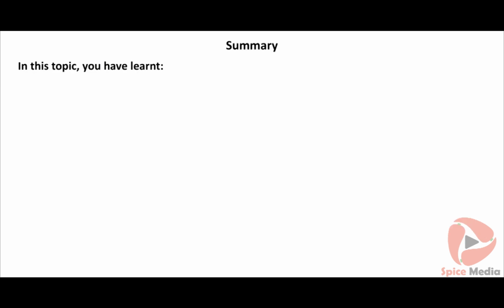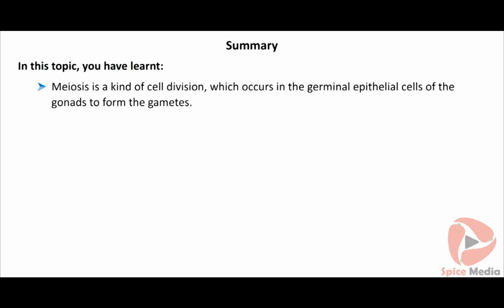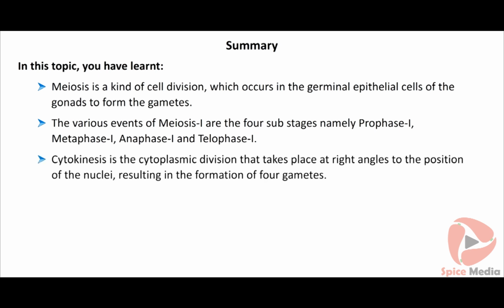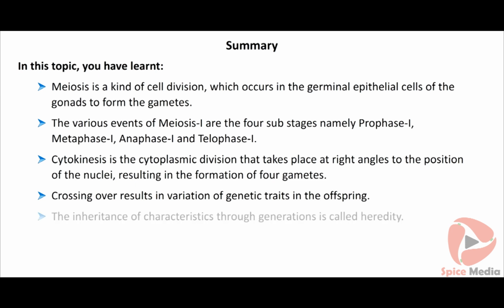In this topic, you have learned meiosis is a kind of cell division which occurs in the germinal epithelial cells of the gonads to form the gametes. The various events of meiosis I are the 4 substages, namely prophase I, metaphase I, anaphase I, and telophase I. Cytokinesis is the cytoplasmic division that takes place at right angles to the position of the nuclei, resulting in the formation of 4 gametes. Crossing over results in variation of genetic traits in the offspring. The inheritance of characteristics through generations is called heredity.